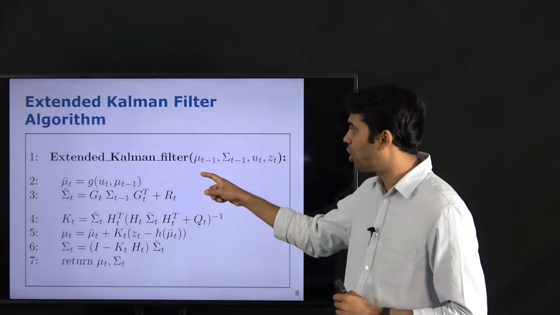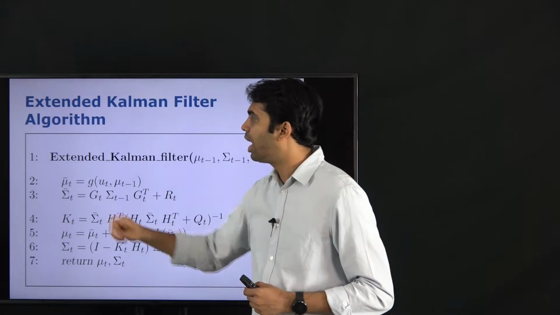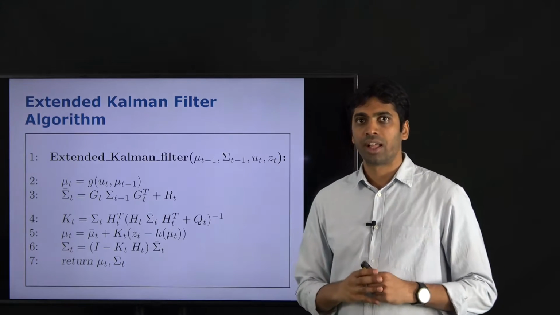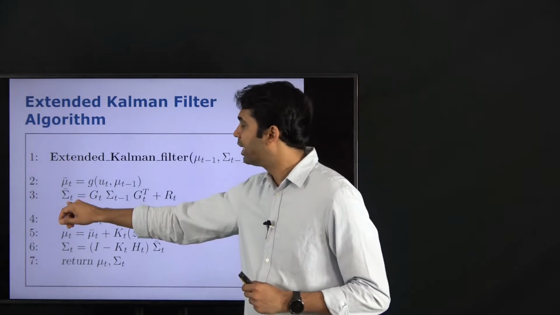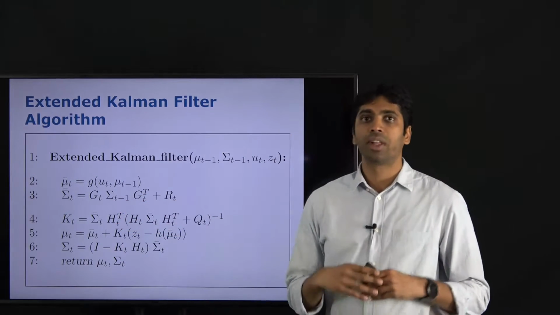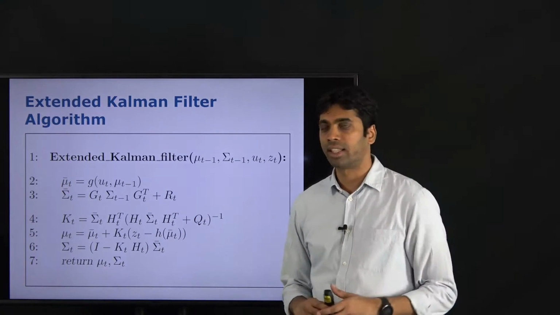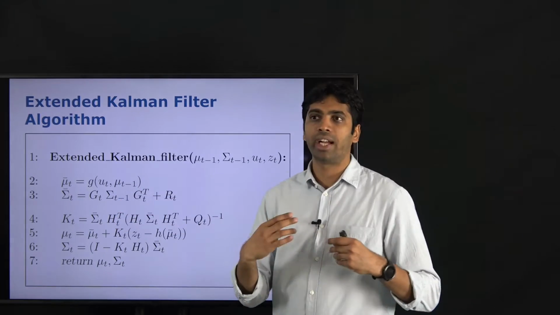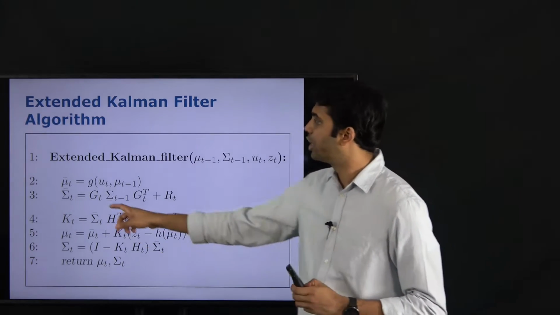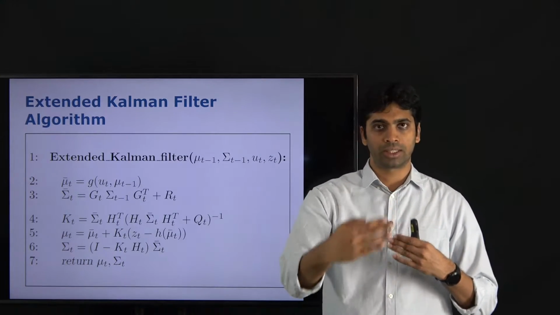The first part is the so-called prediction step, where we compute the mu t bar, which is basically the predicted mean, using our nonlinear motion model function. Then we also compute a predicted covariance, which depends on the previous covariance sigma t minus 1, and also depends on the noise involved in your motion step. And this covariance is then modified through the G_t, which was the Jacobian of your motion model.